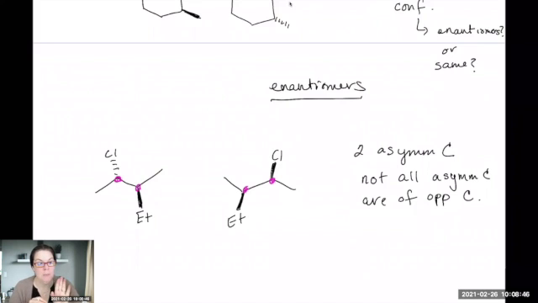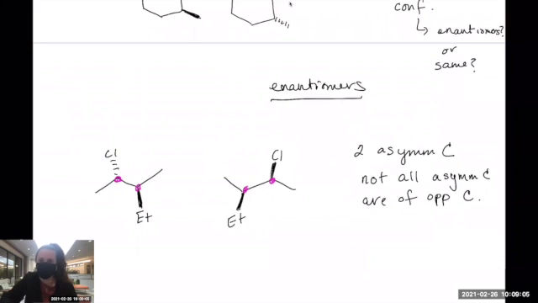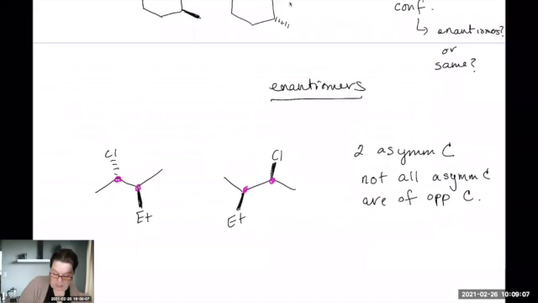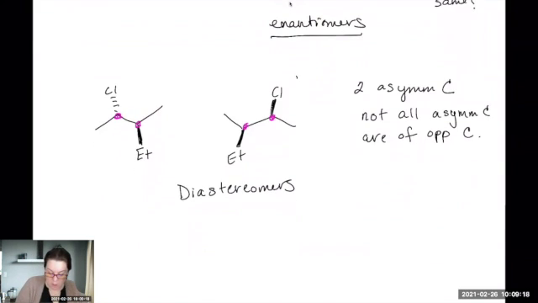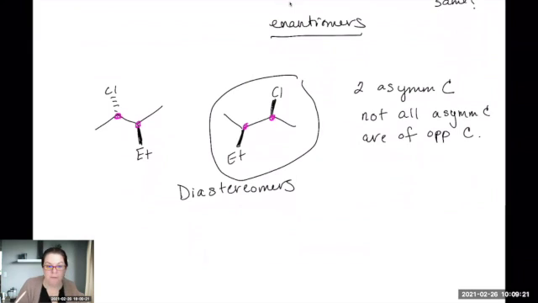If you look at enantiomer 1 versus enantiomer 2. Now we have a case where we have two stereoisomers, but the difference between them is that some asymmetric carbons are of the opposite configuration, but not all. What do we call those? Diastereomers. Good. Those are called diastereomers.